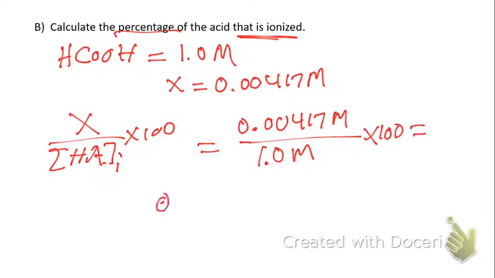In this case, it will be 0.417%. So only roughly 0.4% ionized from the original concentration. That isn't very much, but again, we should expect that very little ionization or dissociation would really occur for this weak acid because the Ka value is so small. All right, so that's how we determine the percent ionization of a weak acid.